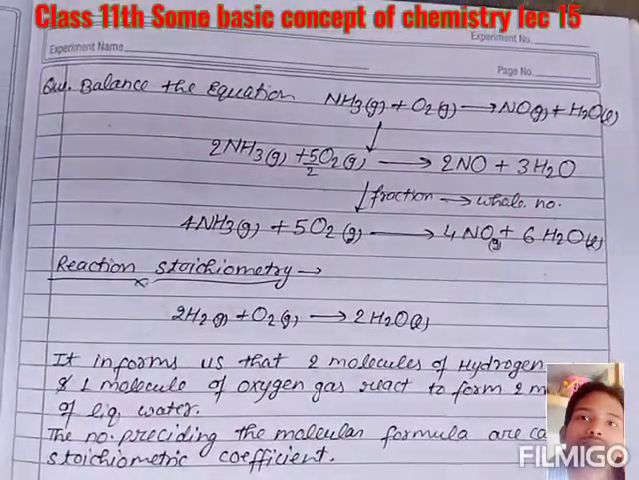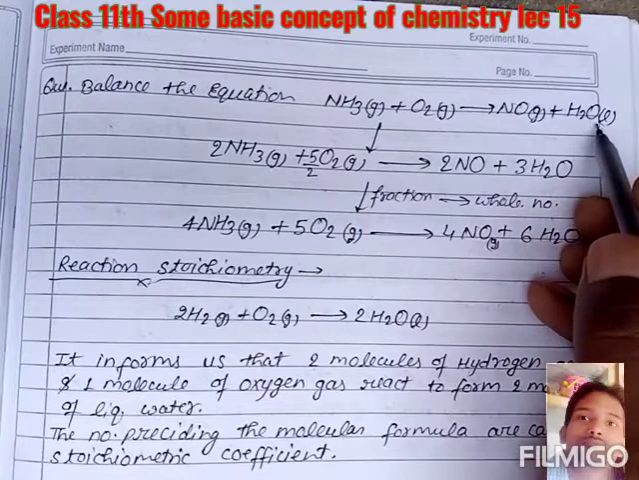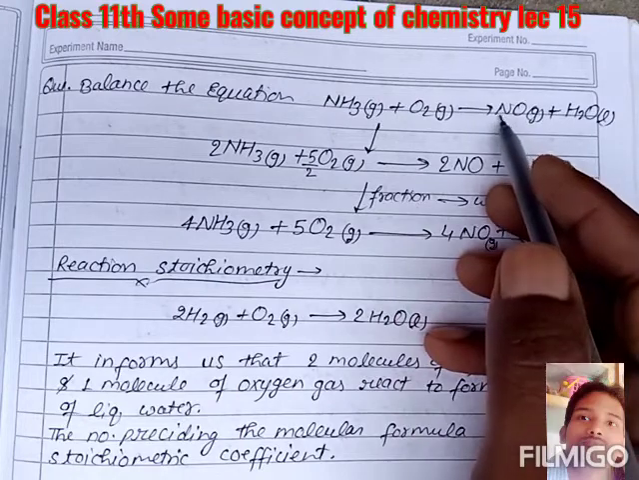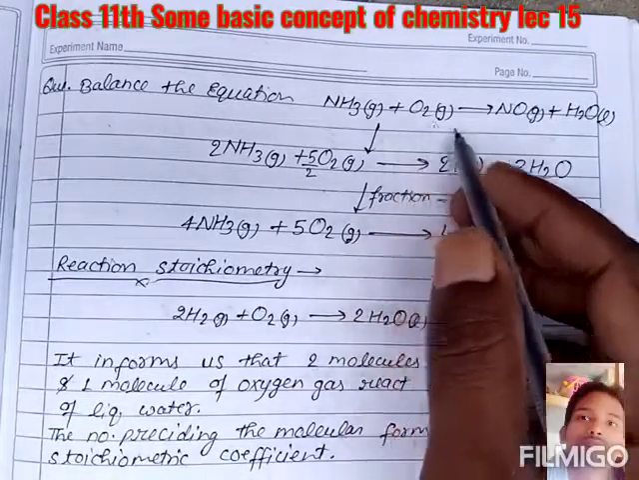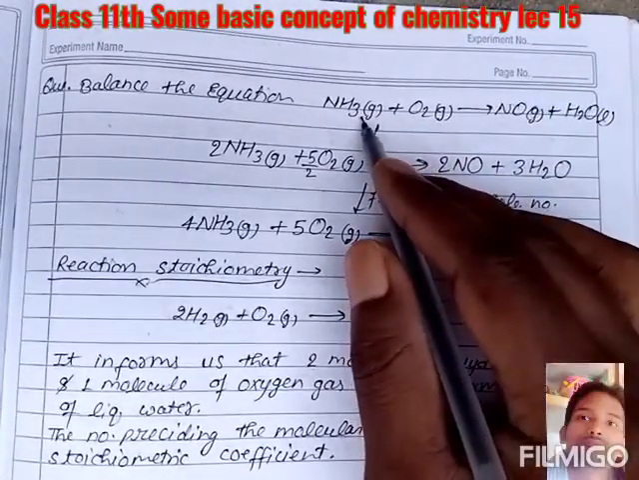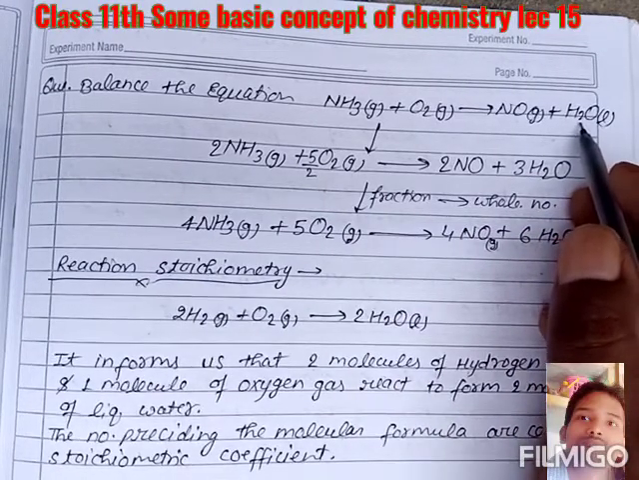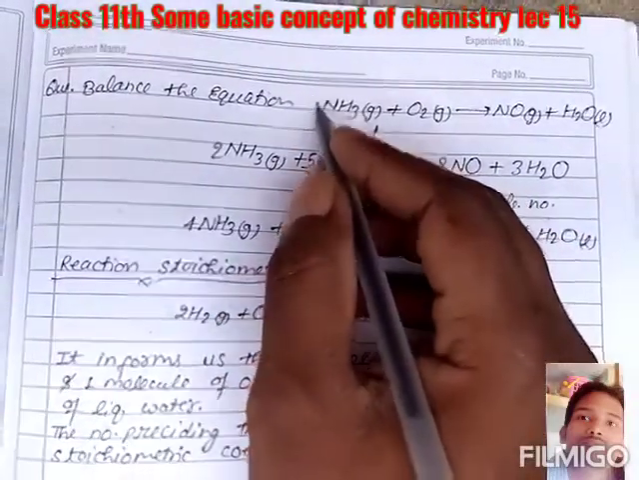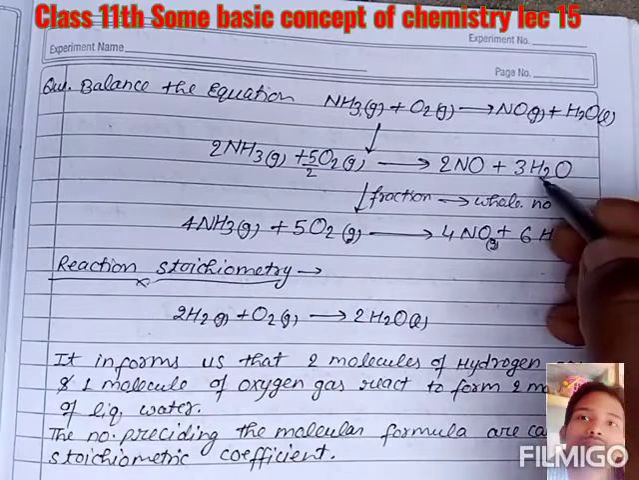Okay, now another question: balance the equation ammonia plus oxygen gives NO, nitric oxide, plus water liquid. First of all, you balance the nitrogen, because nitrogen is single, so it is already balanced. And now second, here hydrogen is 3 and here hydrogen is 2. What will be the suitable numbers which you can use to equalize the number of hydrogens? If you multiply here by 2, 2 times 3 is 6, and here multiply by 3, 3 times 2 is 6, so the hydrogen will become balanced.